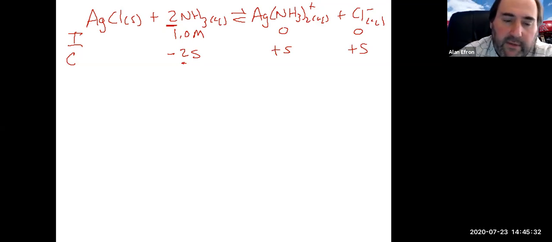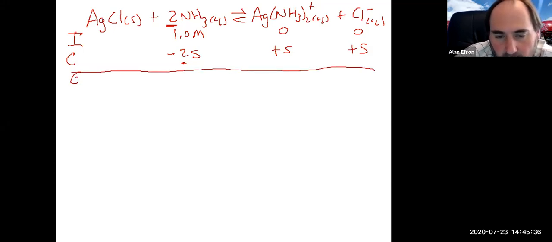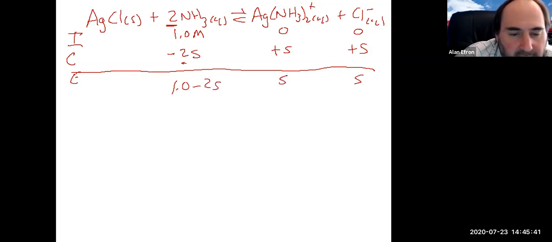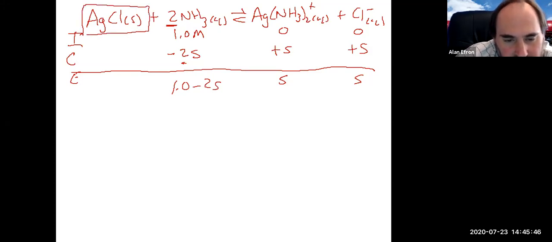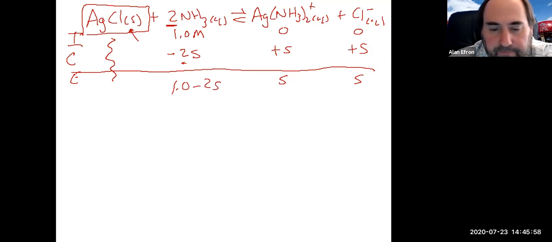And that means when we get to our equilibrium, we will have 1 minus 2S, S, and S. Now, the question is really asking about this guy. So he is a solid, so that is why I haven't really put anything here. But we'll talk about sort of how we get back to him at the end. But that is ultimately still what we're looking for in terms of our answer. Just like normal, we're going to put this into our equilibrium expression.